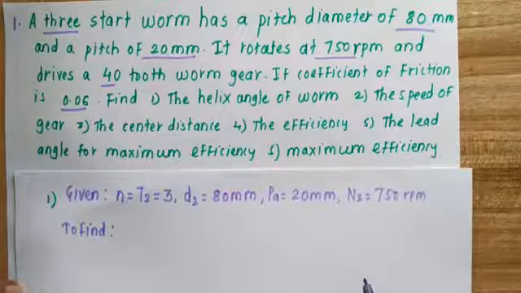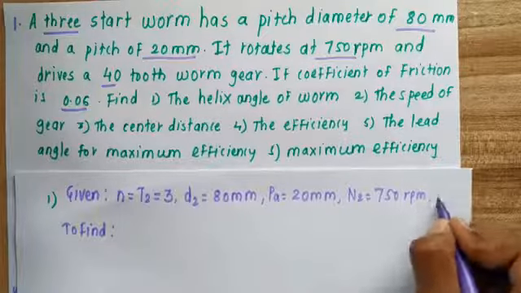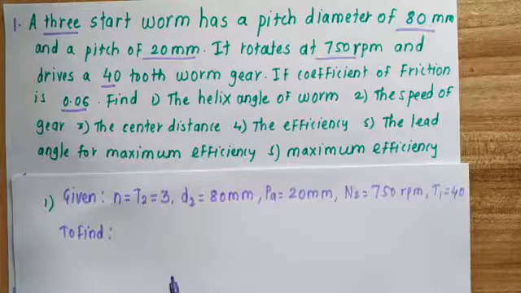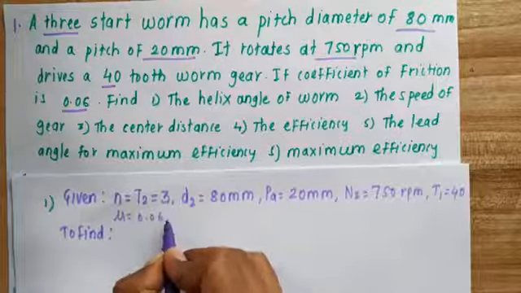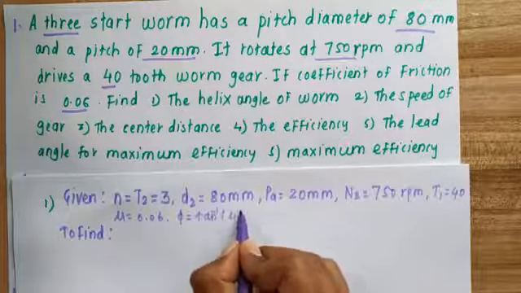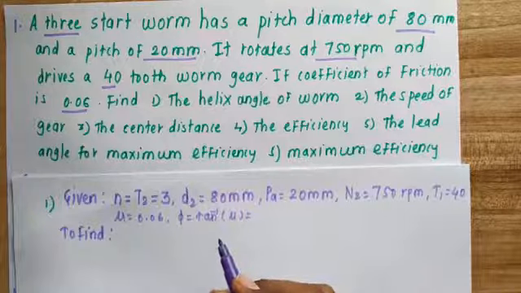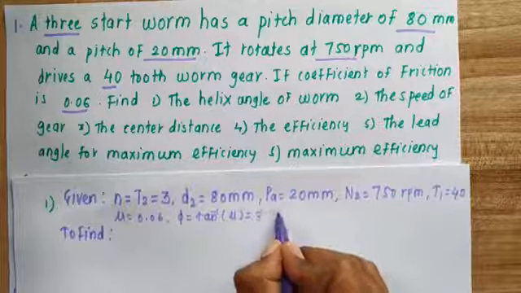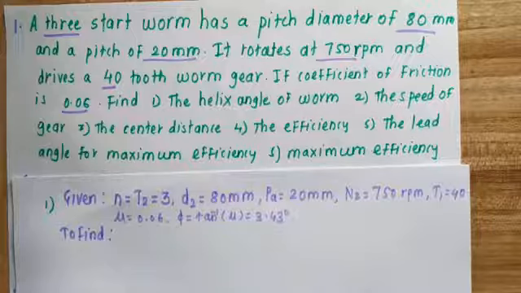Next, it drives a 40-tooth worm gear. So a 40-tooth worm gear means T1 is equal to 40, the teeth on the worm gear is 40. If the coefficient of friction is 0.06, mu is given as 0.06, and from this mu we can further find phi, that is tan inverse of mu. Tan inverse of 0.06, we'll calculate it, is 3.43 degree. So that is phi. Friction angle is 3.43 degree.